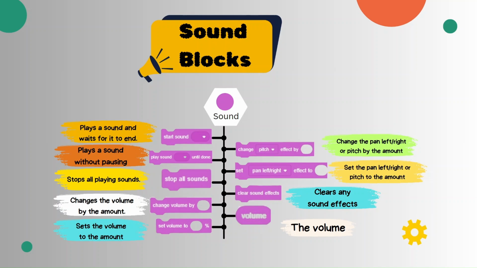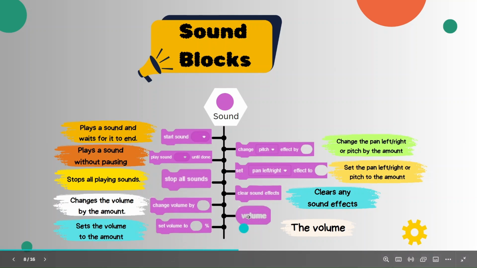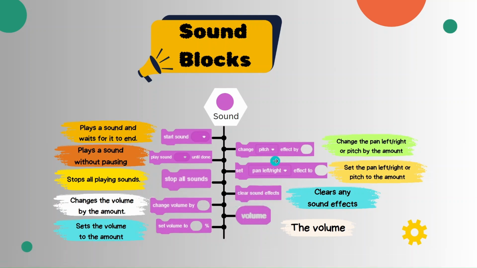Moving on to another one is change volume by. If we want to increase or decrease our volume, we will use this one block. We can set the volume in percentage as well. Then we can clear all the sound effects too. Then there are some other blocks we will look at when we jump onto our Scratch editor.